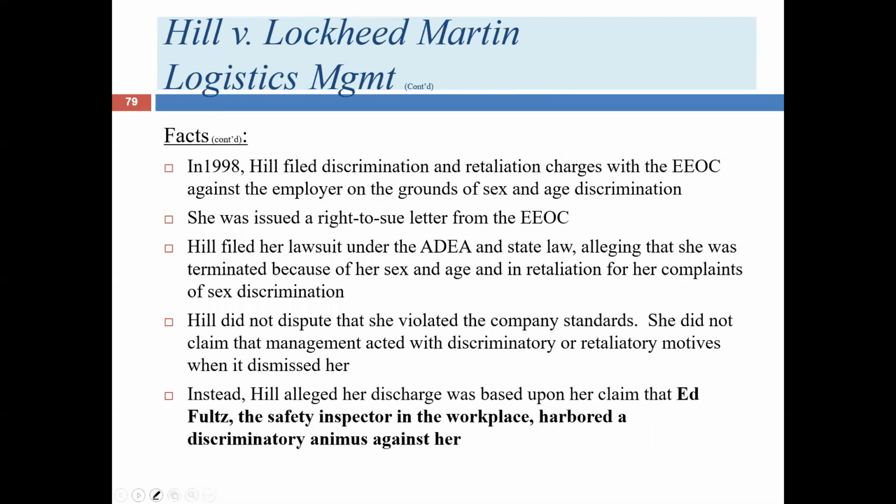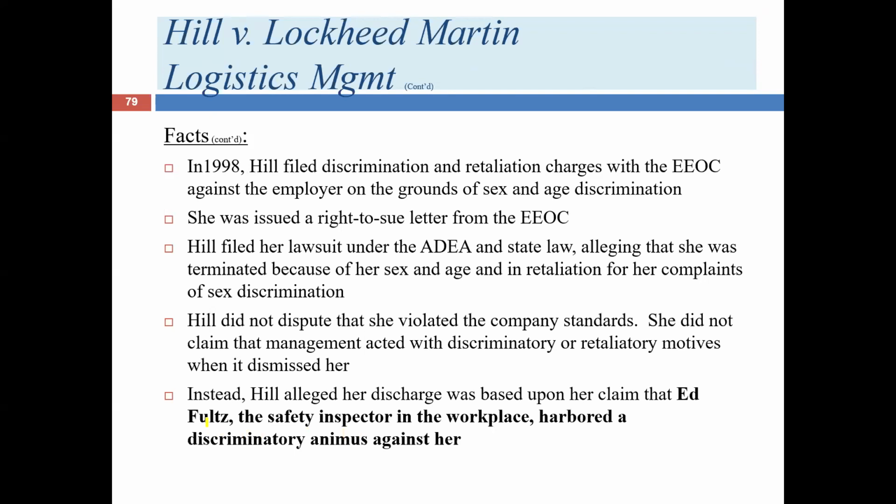So what is her argument? Well, let's look at Ed Foltz here. He is the safety inspector in the workplace. It was Hill's opinion that Ed Foltz had a discriminatory animus against her. He wanted to get her fired. But Ed wasn't the boss.